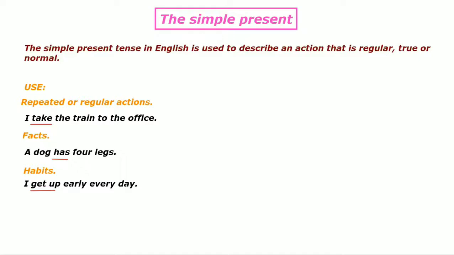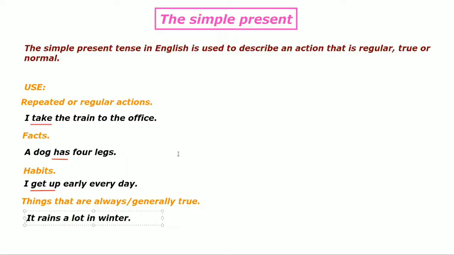Now it's time for the fourth use for this tense, which is for things that are always or generally true. These are like facts, but they are not, it's just a truth. It's just a truth. We can say it rains a lot in winter. This is true. Okay, so in this case, we are using the simple present tense. It can be compared with facts, and they are similar in here.